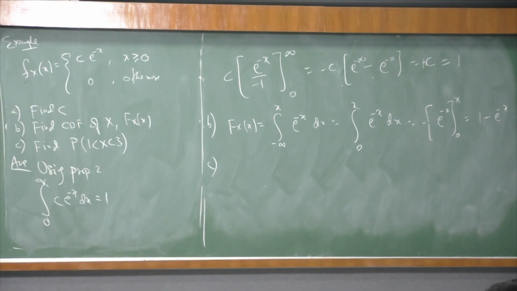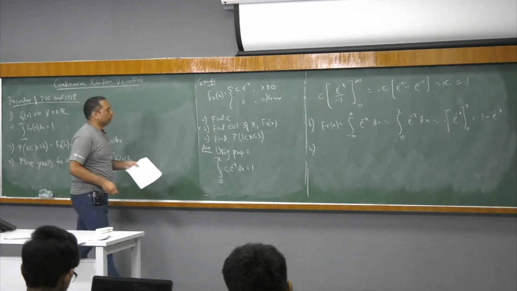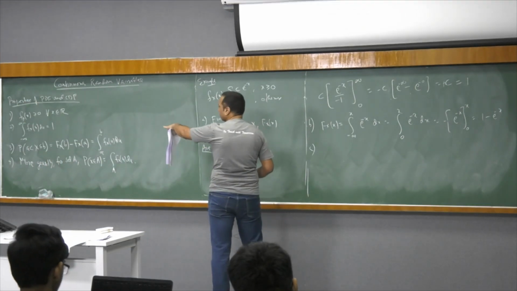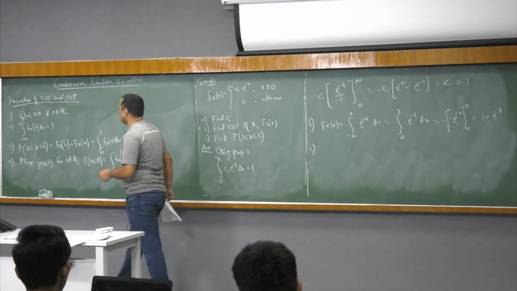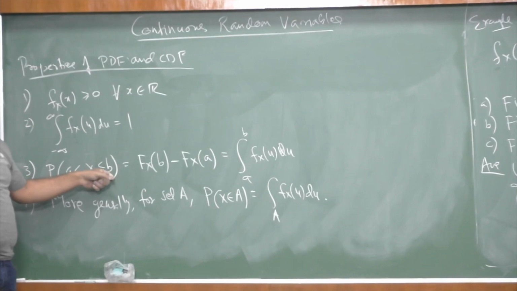probability values between 1 and 3. So integral becomes 1 to 3 of the PDF. Okay, so this is from the property 3. In the continuous case, equality and no equality doesn't make sense, because in continuous case a less than x less than or equal to b is same as a less than x less than b, or a less than or equal to x less than b, all are same.